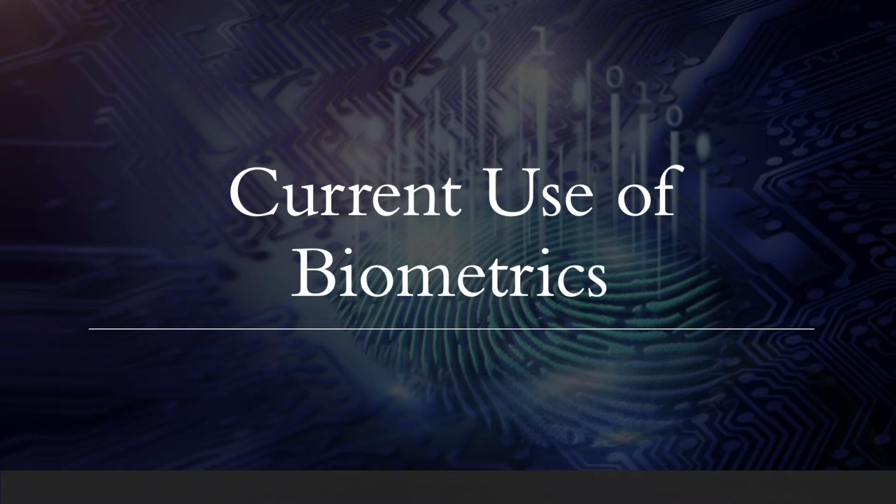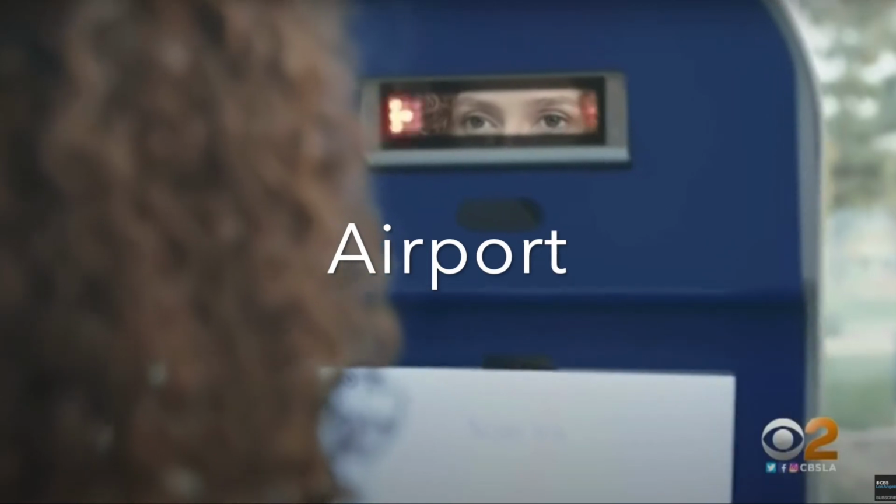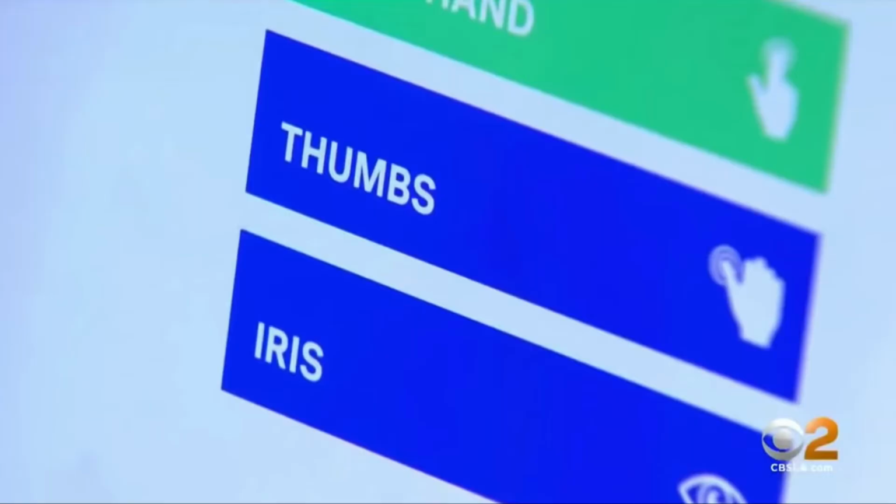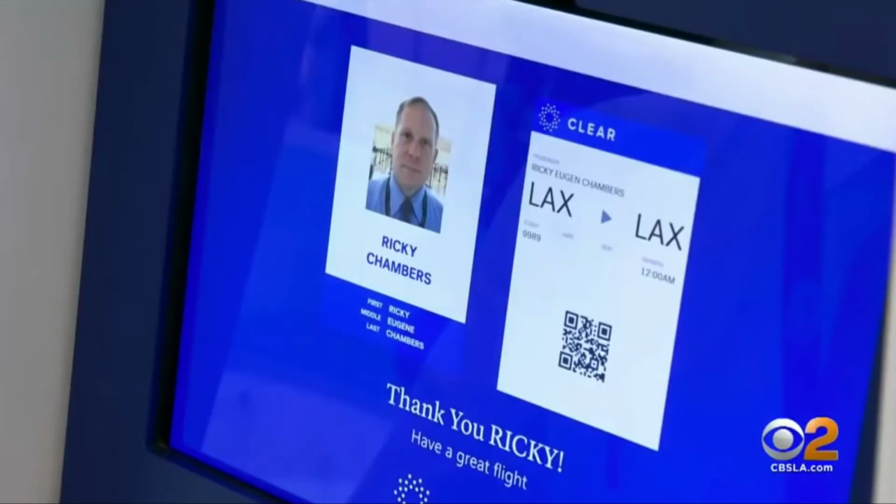Now, what is the current use of biometrics? It is used first at the airport for security, where passengers can scan the boarding pass and then identify themselves by scanning their thumbs and irises.